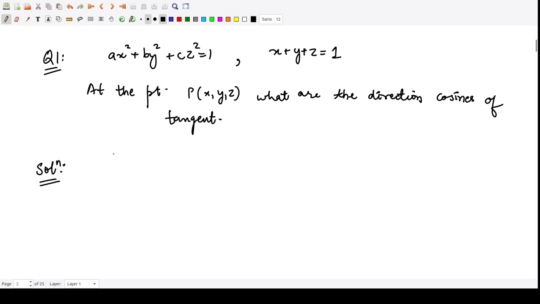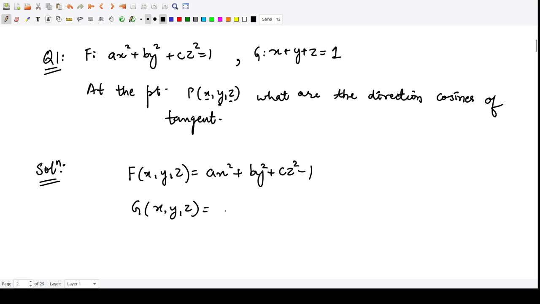And you know how do you calculate the equation of the tangent? If the given point is (x, y, z), suppose this is our surface f and this is our surface g, right? So let me write it here. Suppose your surface f(x, y, z) is equal to ax² + by² + cz² − 1, and the other surface g(x, y, z) is equal to x + y + z − 1. So these two surfaces are given to you.